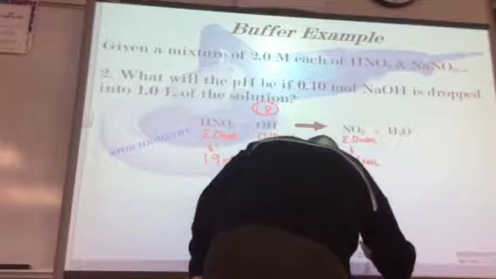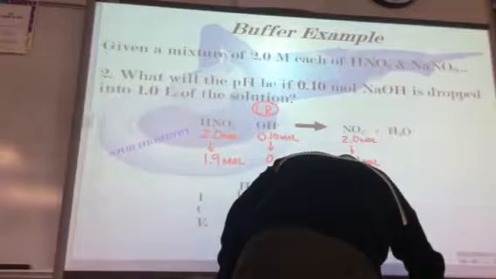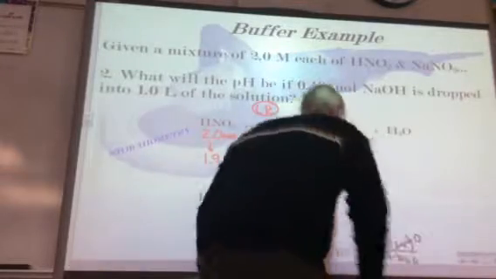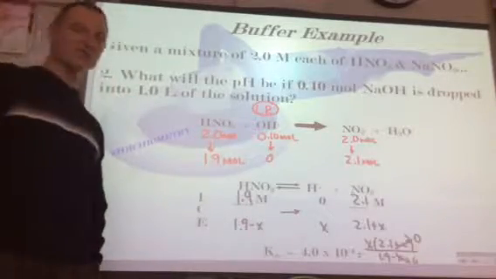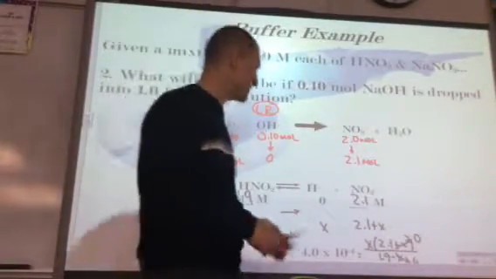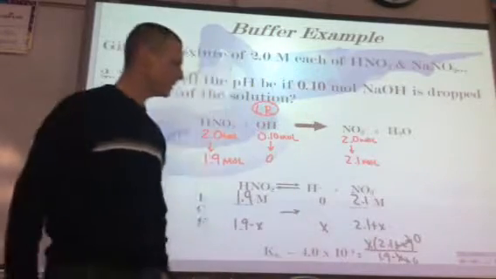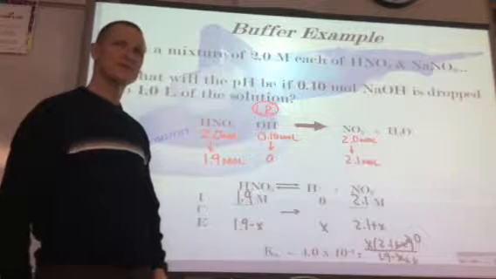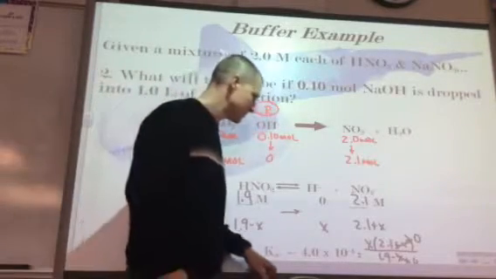4 times 10 to the negative 4th equals the products, x times 2.1 plus x over 1.9 minus x. And those plus and minus x terms are neglected. And once again, knowing where we've come from using the quadratic formula, this is pretty doable. You don't have an x squared term, you just have an x. So the K gets multiplied by 1.9 and divided by 2.1. What is the pH? 3.44.